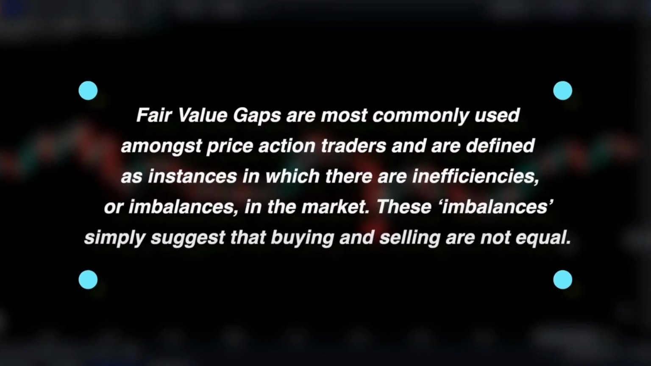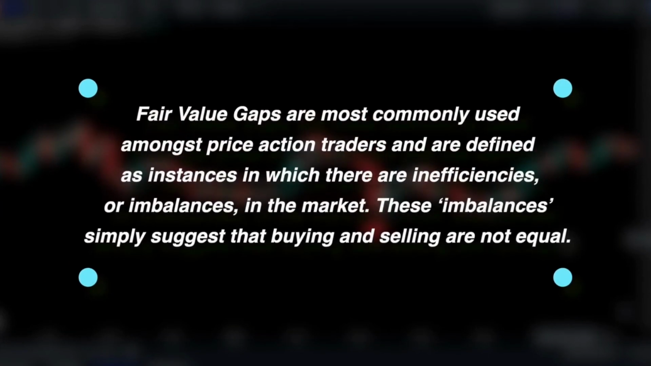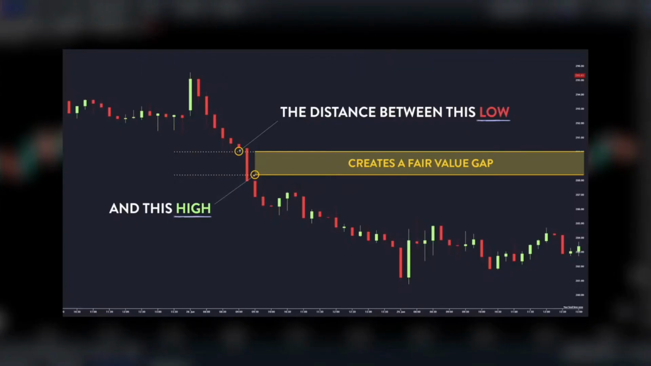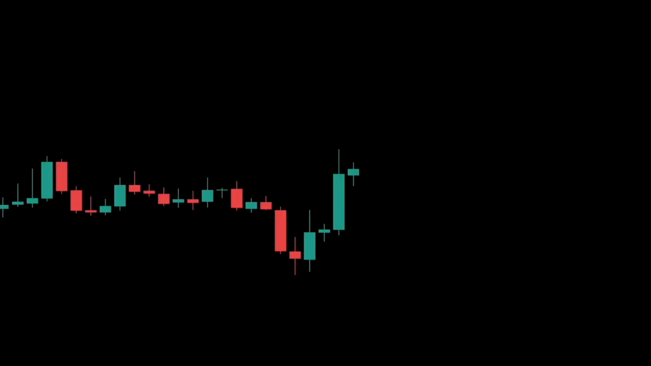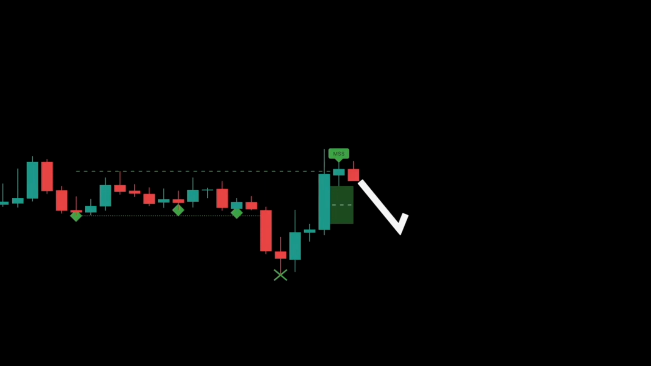Fair value gaps are most commonly used amongst price action traders and are defined as instances in which there are inefficiencies or imbalances in the market. These imbalances simply suggest that buying and selling are not equal. Fair value gaps are created within a 3-candle sequence and are commonly visualized on the chart as a large candle whose neighboring candle's upper and lower wicks do not fully overlap the large candle. The reason why a trader might be interested in where these fair value gaps occur is simply that the imbalance created by them can become a magnet for price in the future.